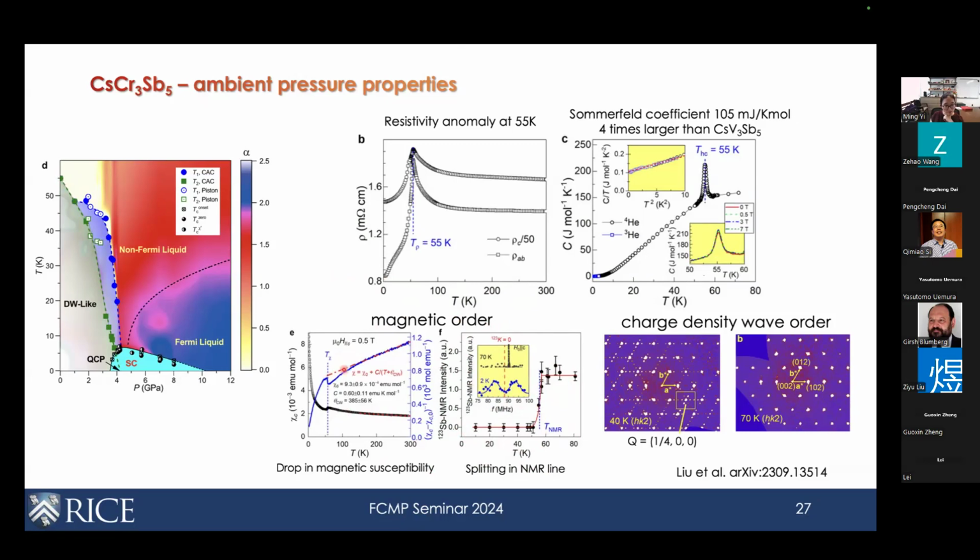At the same time, they also carried out single crystal X-ray diffraction measurements across the ordering temperature. And here is a comparison of high temperature and also low temperature. And you can see that there are these superlattice peaks, and they figured out that this is really indicating a charge order that has a Q vector of 1/4. So at ambient pressure, as far as they can tell, these 2 transitions occur simultaneously at 55 Kelvin.